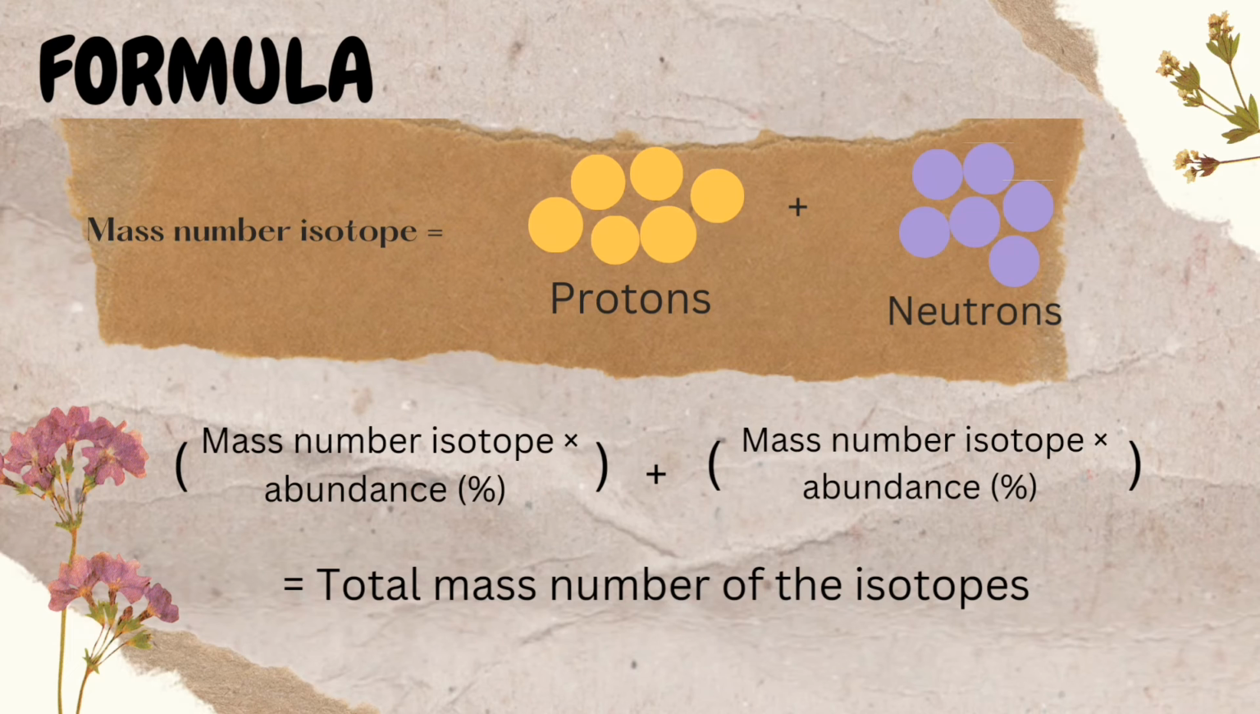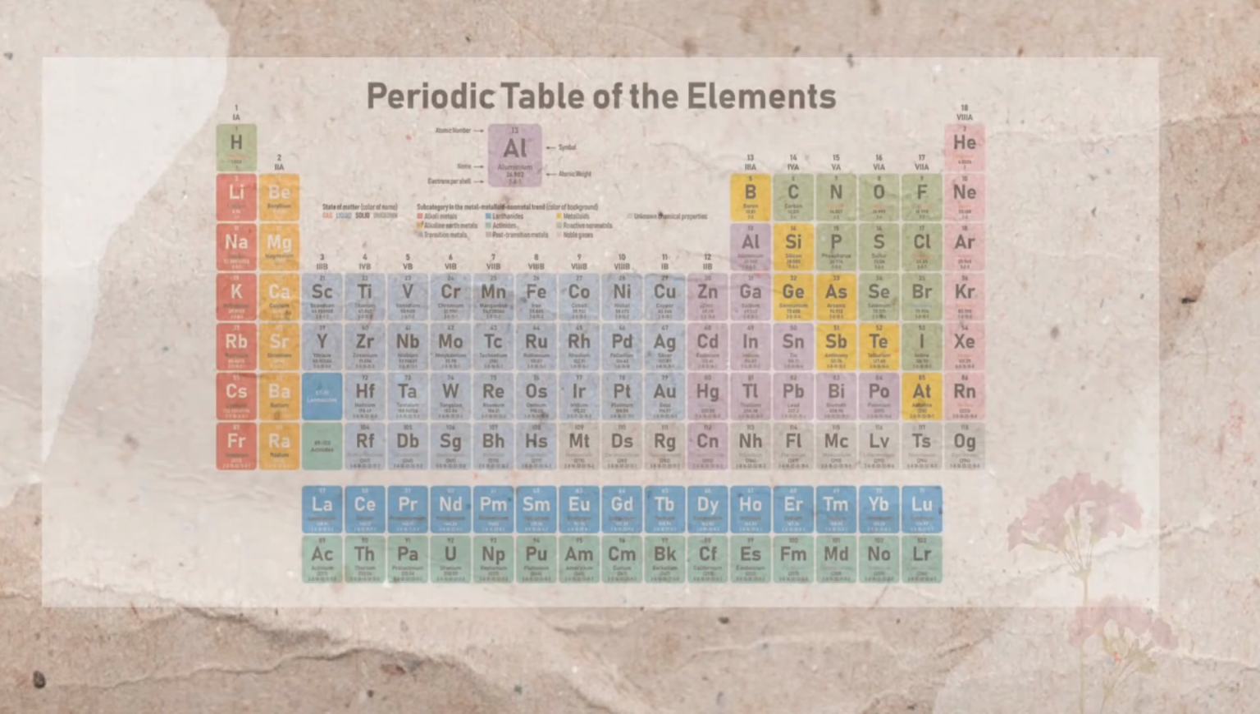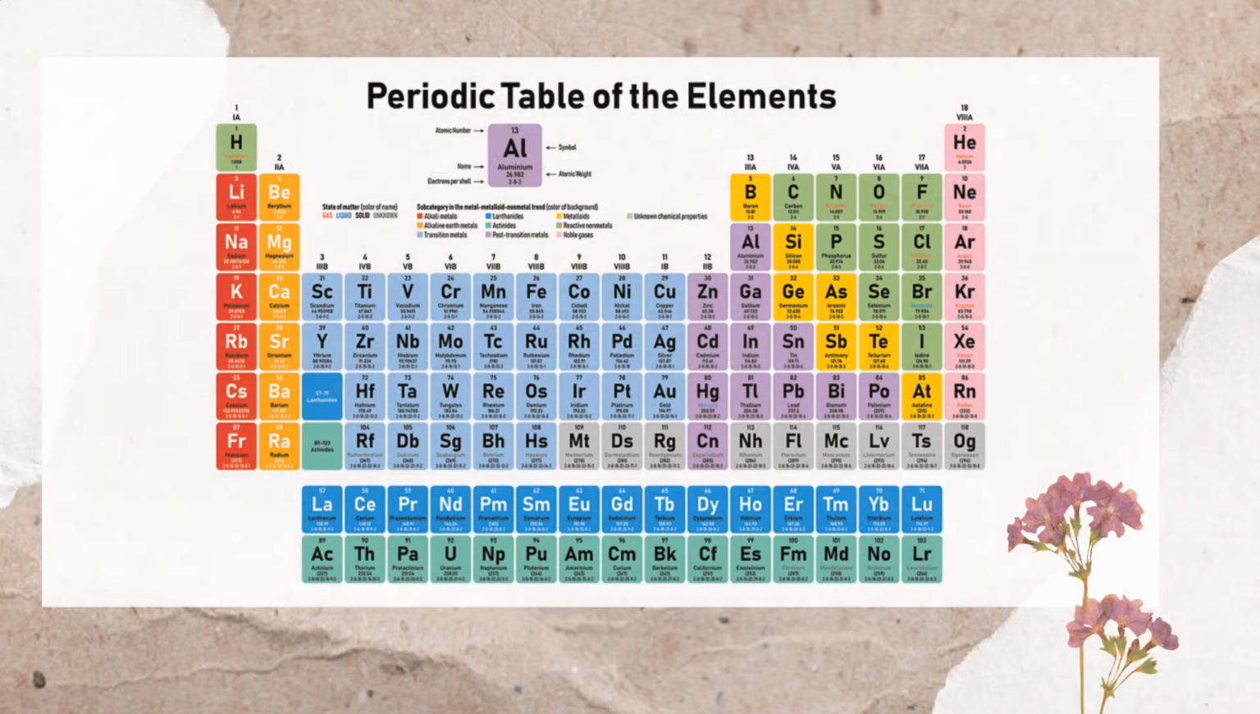How to calculate the mass number of isotopes? We have to add the number of protons and the number of neutrons together. We can calculate the total mass of the isotopes by multiplying the mass number of each isotope by its abundance and adding these products together. And then, we can calculate the relative atomic mass of any element from its isotopes in the periodic table.